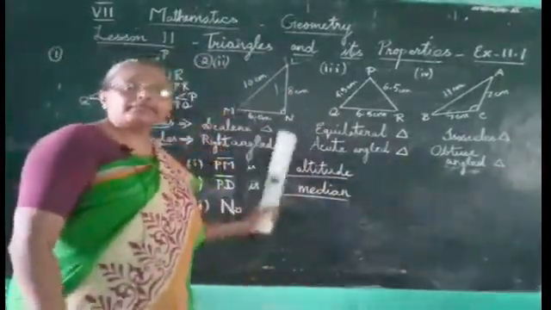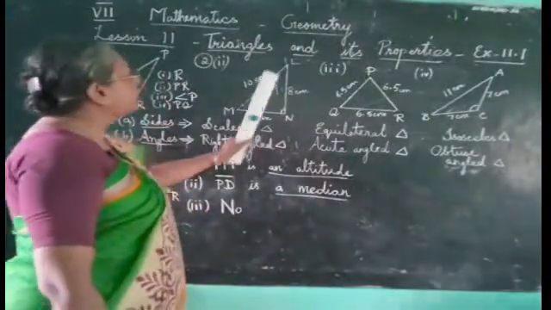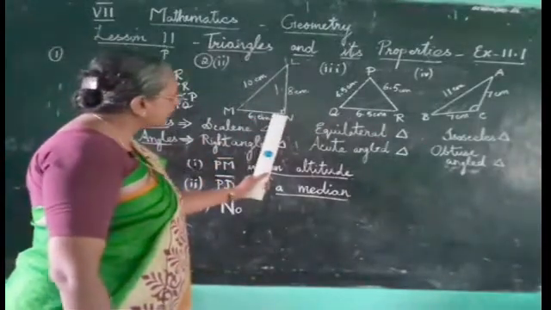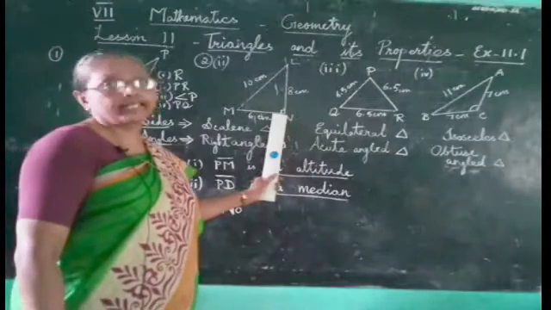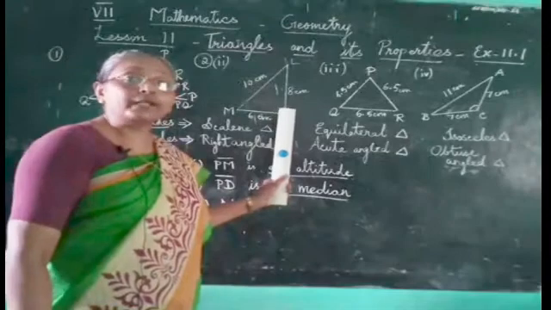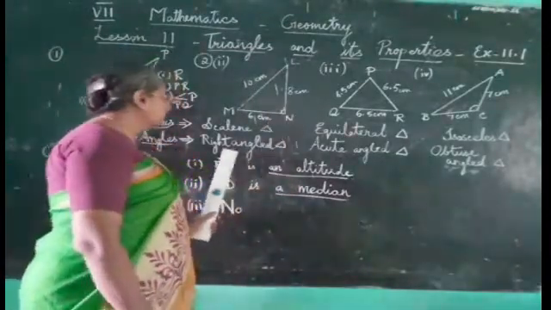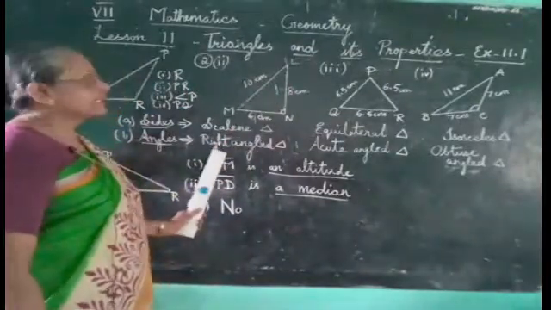Now we will classify them based on the angles. Based on the angles, what type of triangle is triangle LMN? Here we see this notation. I already told you, if you have this notation, it is 90 degrees. So if any one angle is 90 degrees, what type of triangle is that? It is a right angle triangle. So triangle LMN is a right angle triangle.